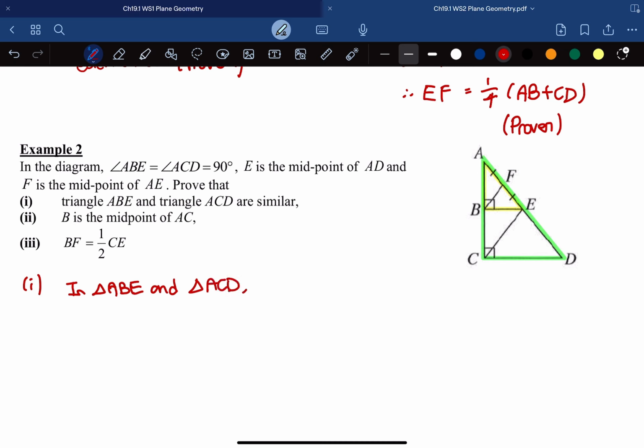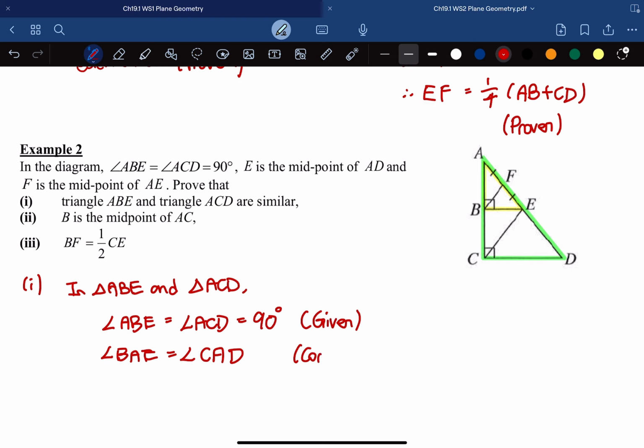I first know that angle ABE is equal to angle ACD. Remember to match the vertices, and this angle is 90 degrees. This is given by the question. Next, I know that angle BAE is equal to angle CAD. This is a common angle.